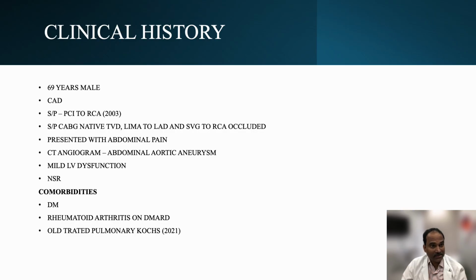This patient is a 69-year-old male with coronary artery disease, status post PCI to right coronary artery in 2003, and post bypass with LIMA to LAD and SVG to RCA, but evaluated in 2017, that is 10 years later, and both grafts were occluded. He now presented with abdominal pain, and in subsequent investigations it was diagnosed that there is an abdominal aortic aneurysm, for which he came for therapy.